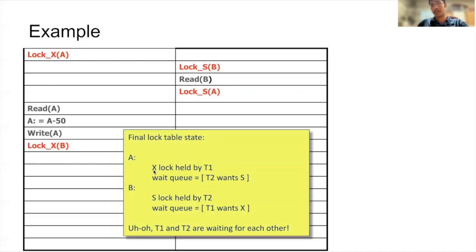For resource A, T1 has an X lock, and T2 is in the wait queue. It wants a shared lock. For resource B, T2 is going to hold a shared lock, and T1 is going to want an X lock, and that's going to be in the wait queue. And now we have a problem because T1 and T2 are waiting for each other. This is called a deadlock. So let's talk about that.